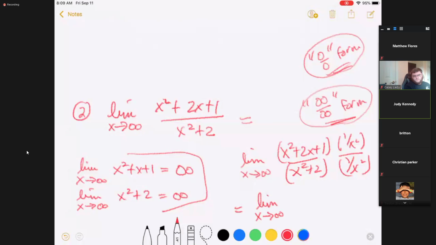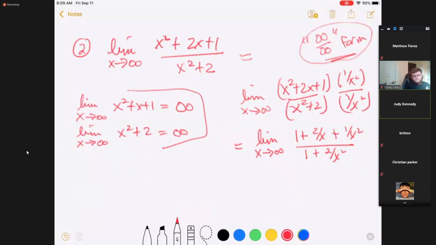okay, if I multiply that 1 over x squared through, x squared times 1 over x squared is 1. 2x times 1 over x squared is 2 over x. And 1 times 1 over x squared is 1 over x squared. And then in the bottom, x squared times 1 over x squared is 1. 2 times 1 over x squared is 2 over x squared.